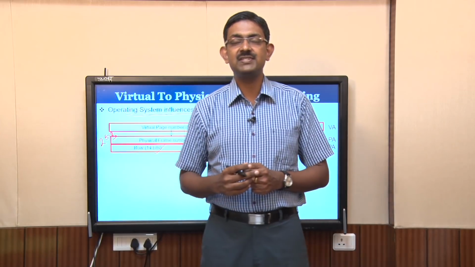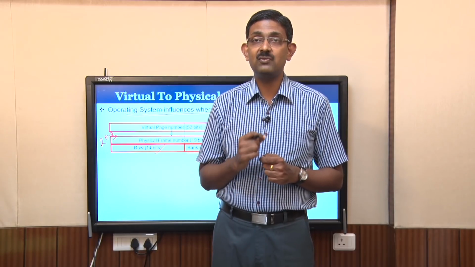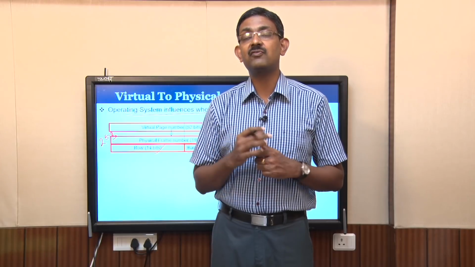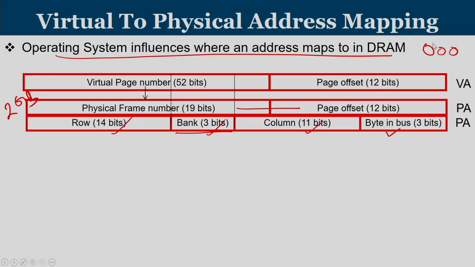So when you assign the physical address to B, the bank number that you give to the physical address of B should be different from the bank number of the physical address of A. Assume that I have given bank 0 to A. Then B should not be given a bank address of 0. And how will I know the bank? You have to give a frame number such that these 3 bits are not equal to 0. When those 3 bits of the frame number are equal to 000, then program A and program B are going to have a bank level conflict.